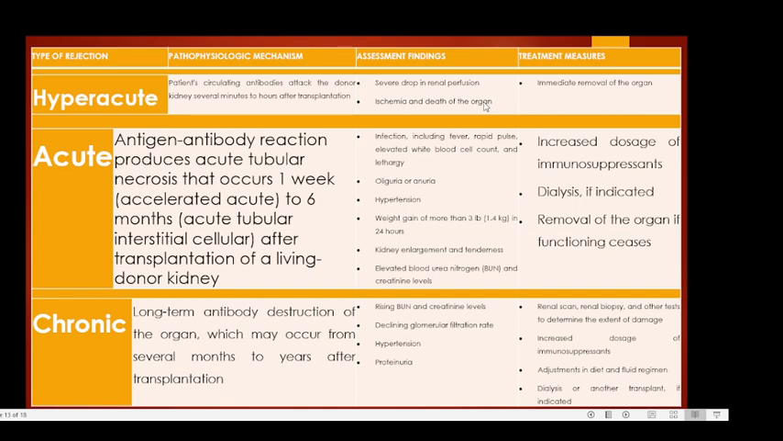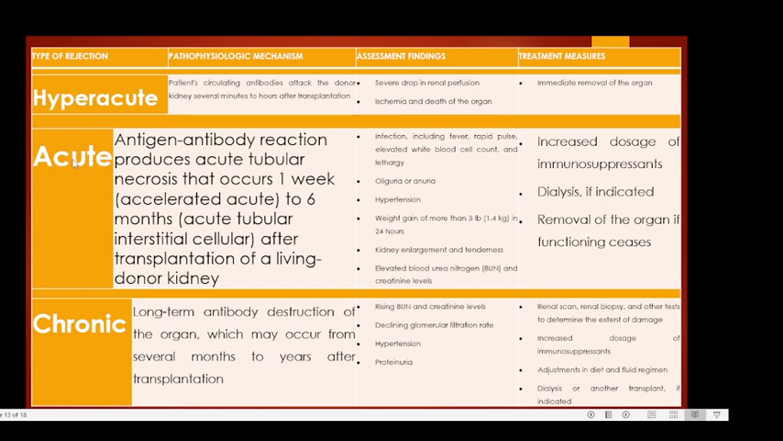What are the treatment measures for hyperacute? You need to immediately remove the organ, okay? Remove the organ, okay? Revert to dialysis as you wait for another appropriate organ donor, okay?